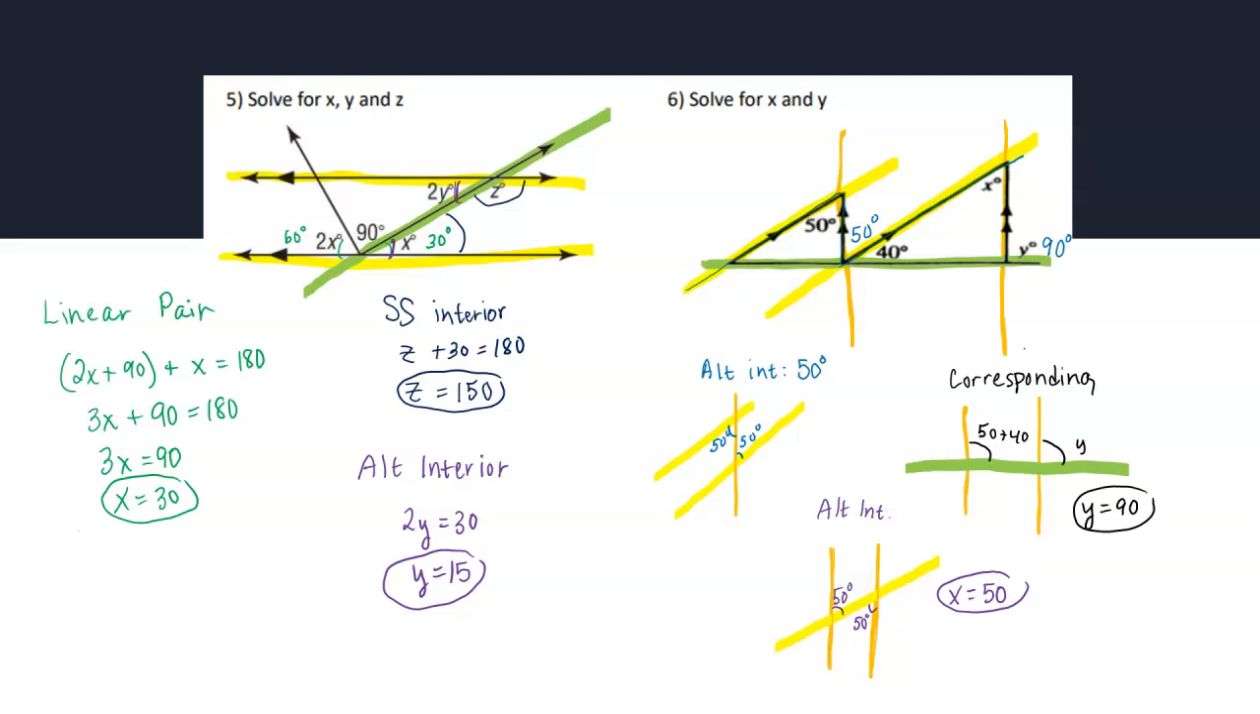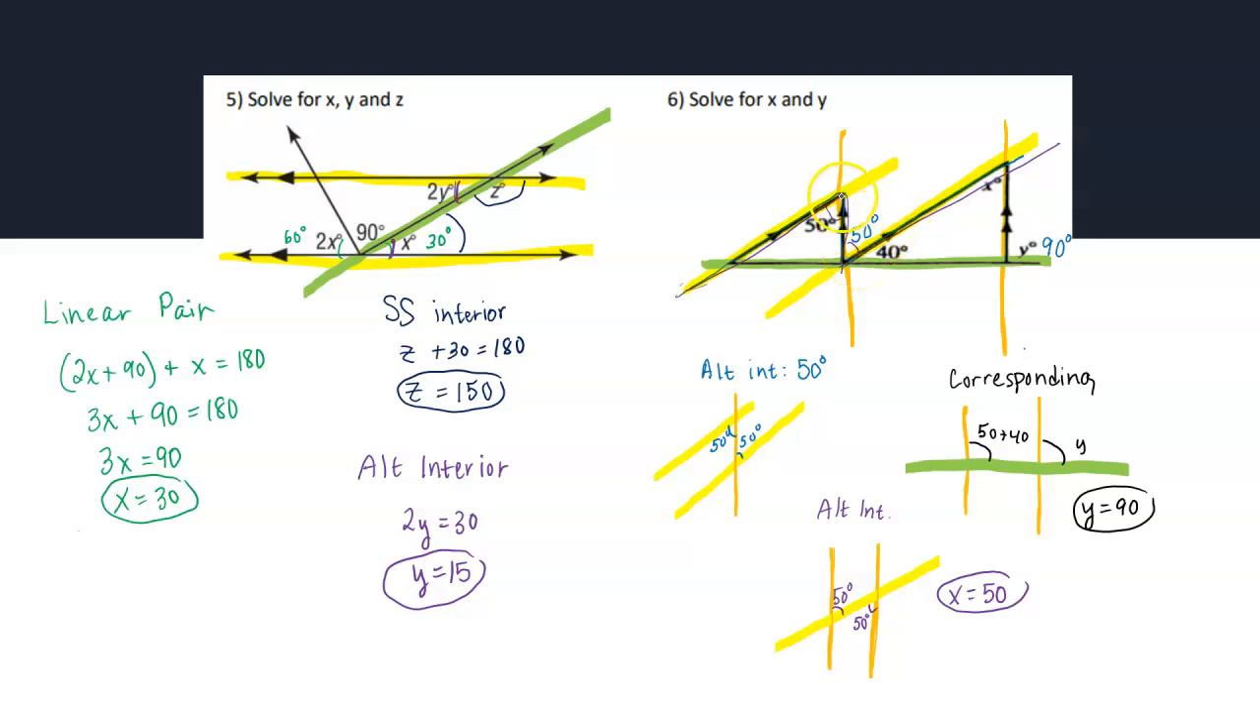For number 6, I had a hard time separating out the diagram in my mind, so I just drew a separate picture. The first angle that I solved for was I found an alternate interior angle between these two yellow parallel lines and the orange transversal. I said that they made a Z right here, and that angle was 50 degrees for both of these two alternate interior angles.